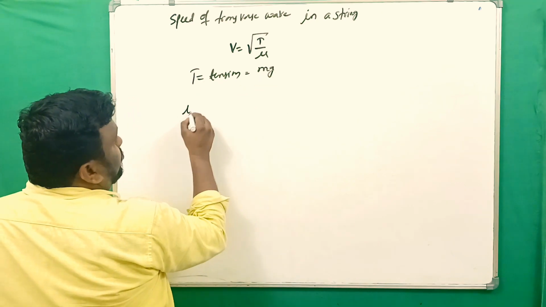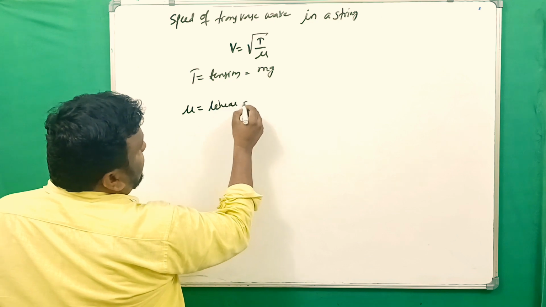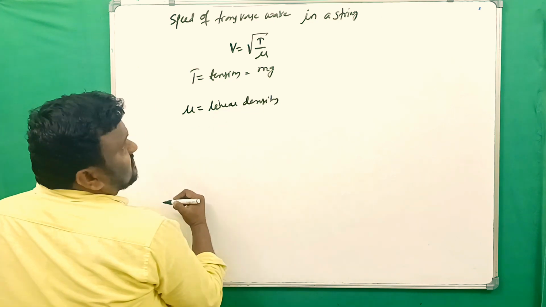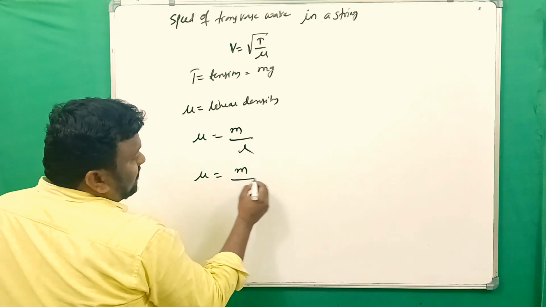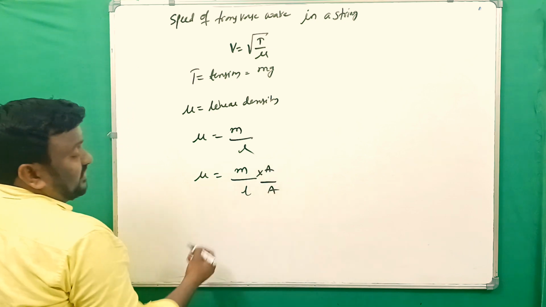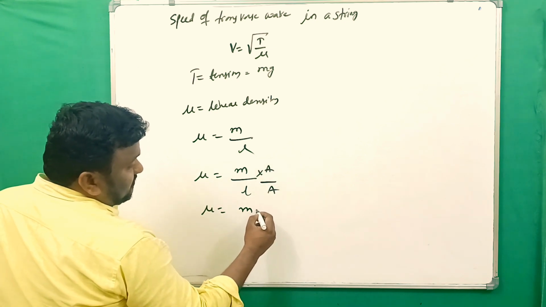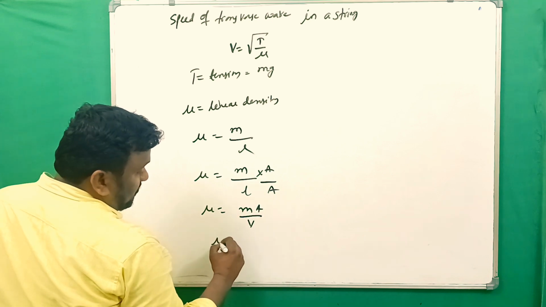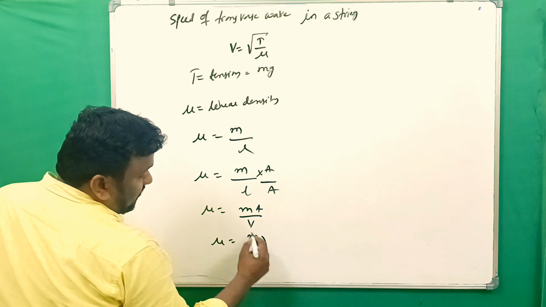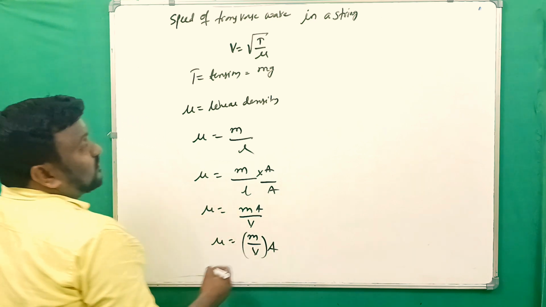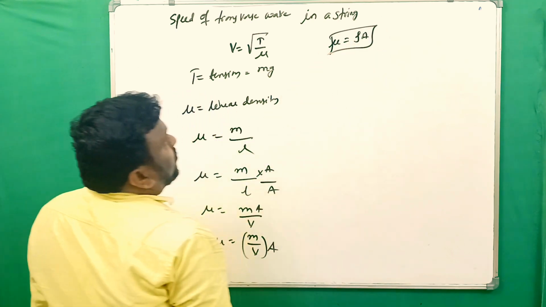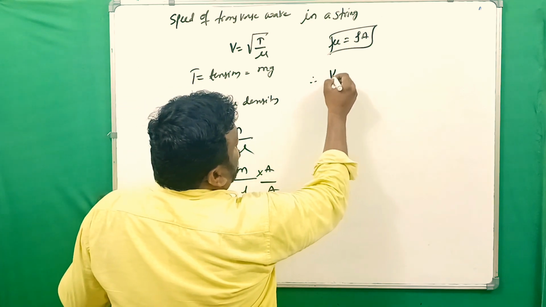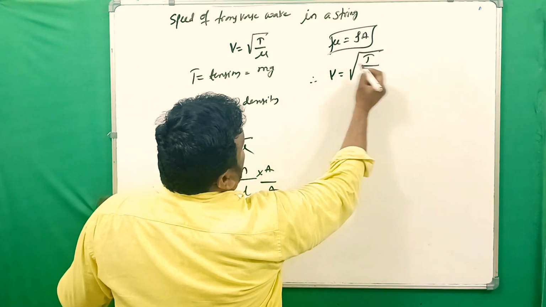And now what is mu? It is the linear density. So mu is equal to mass per length, and you can write it as m by L into A into A, then there is no change in value. L into A means volume, so m by V into A. What is m by V? Mass per volume, the density. Then mu is equal to rho into A. Therefore the formula is v is equal to the square root of T by rho into A. This is another form of the speed of a wave.